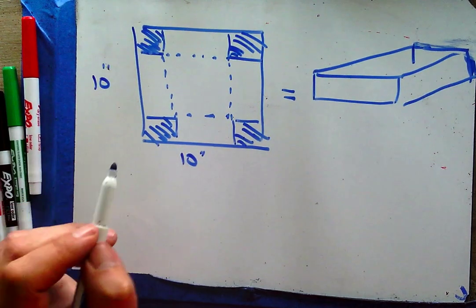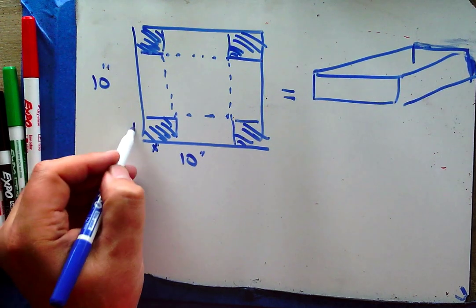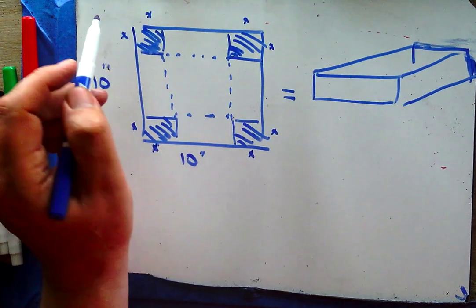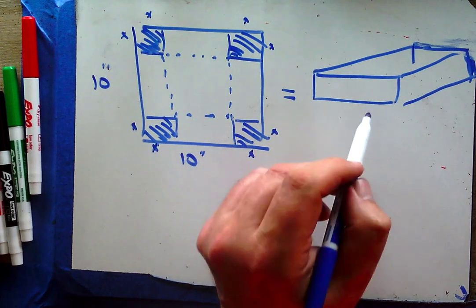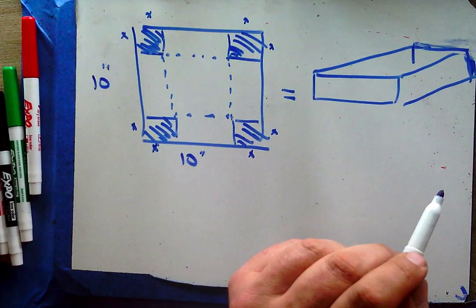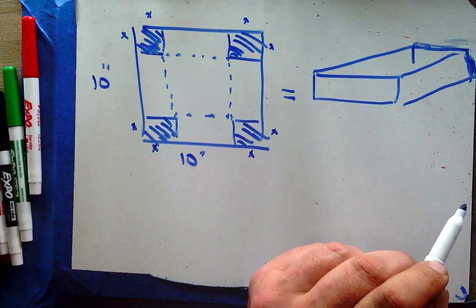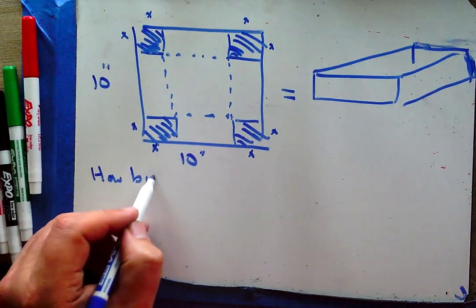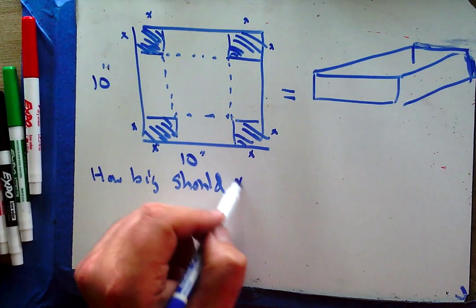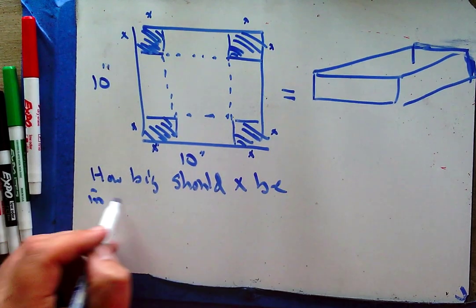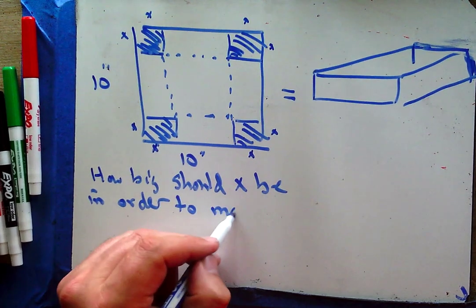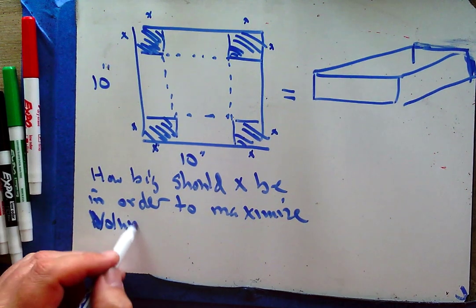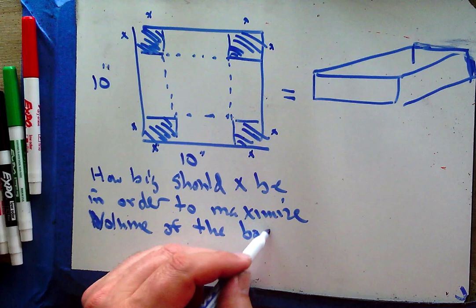And our question is going to be, if you started off with a 10 by 10 inch piece of paper, and you're trying to figure out how big these squares should be that you're going to cut out so as to make the volume of the box be a maximum volume. You want the box that holds the most stuff. How big should x be in order to maximize volume? Volume is what we're trying to maximize of the box.